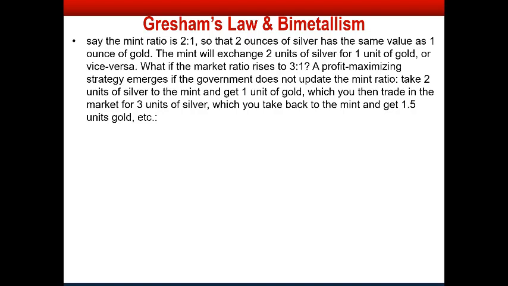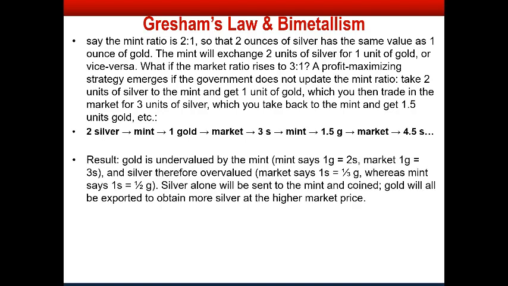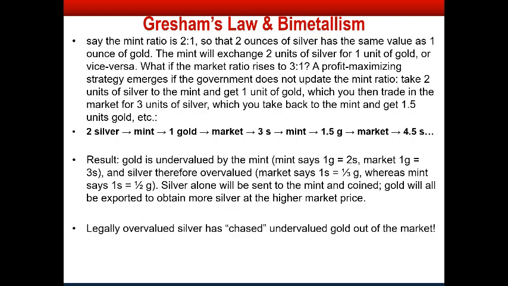Okay, so here's what's going on. Now, the result is that gold is undervalued by the mint. The mint is saying gold is worth 2 silvers, where the market's saying gold is worth 3 silvers. And that means, again, silver is overvalued. The market says a silver is worth 1/3 of a gold, where the mint says a silver is worth 1/2 of a gold. Silver alone will be sent to the mint and coined. Gold will all be exported or sold into the metal market to obtain more silver at the higher market price. Okay, so what's going to happen is legally overvalued silver has chased undervalued gold out of the market.